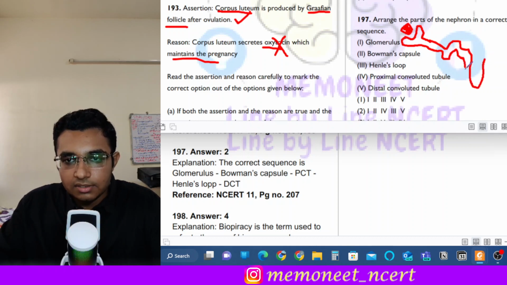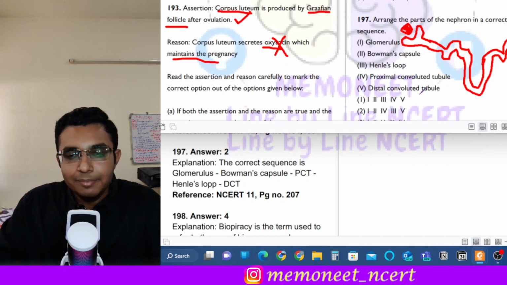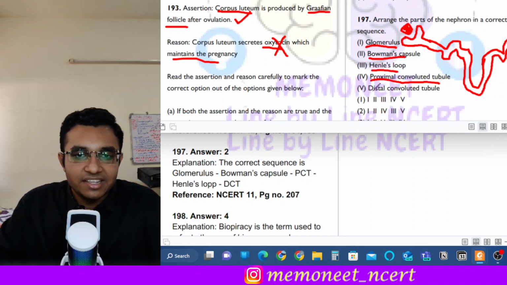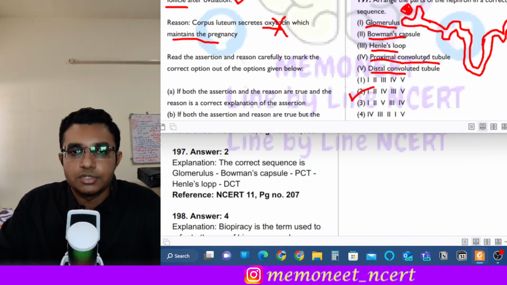This is the descending loop of Henle, then the ascending loop of Henle, and then the distal convoluted tubule. Okay, so this is the distal convoluted tubule, and this opens into the collecting duct. So this is the collecting duct. So this is the basic structure of nephron. First is the glomerulus, then the Bowman's capsule, then proximal convoluted tubule comes first. After that, the Henle's loop and the distal convoluted tubule. So the answer over here will be option 2.